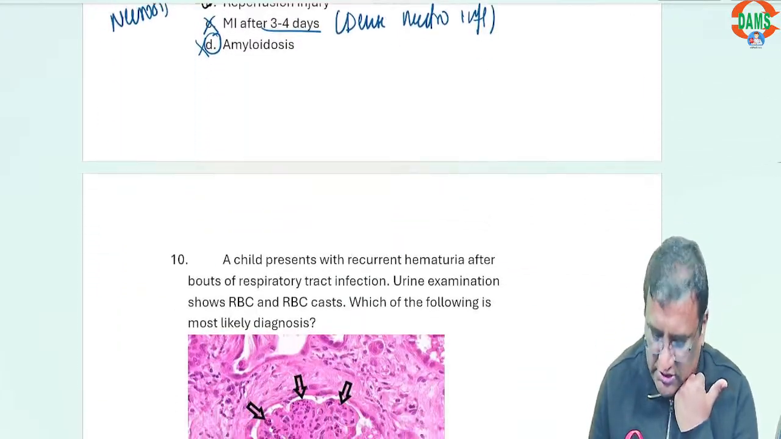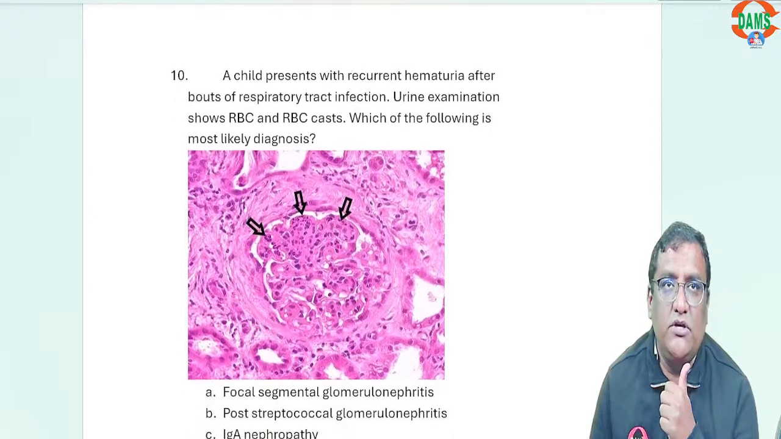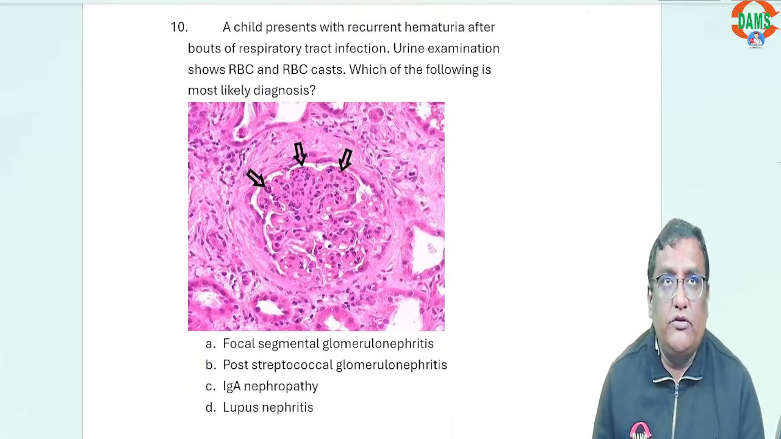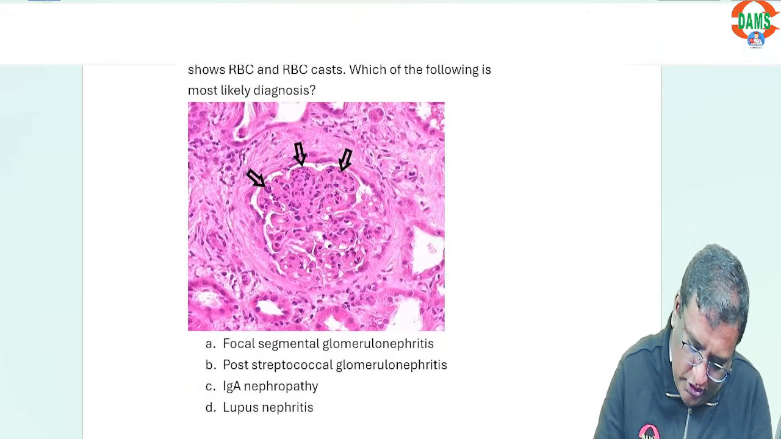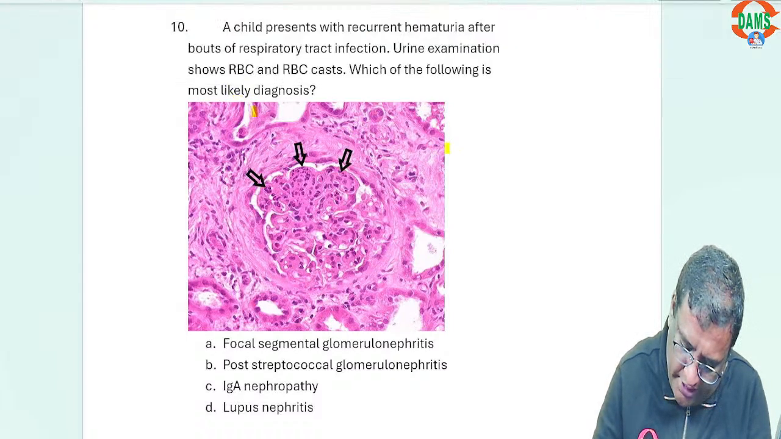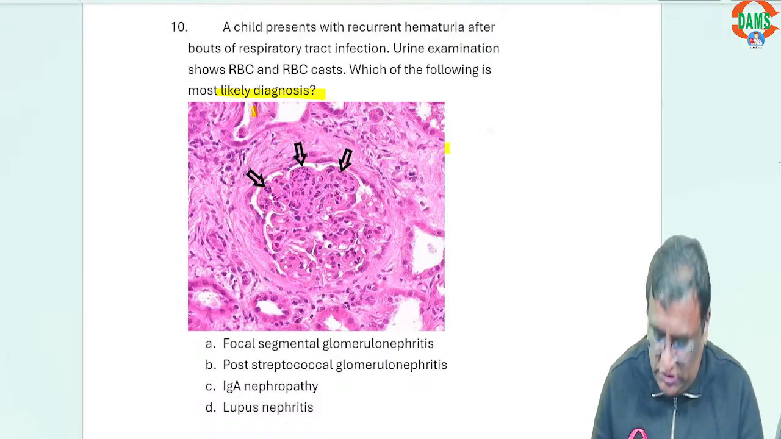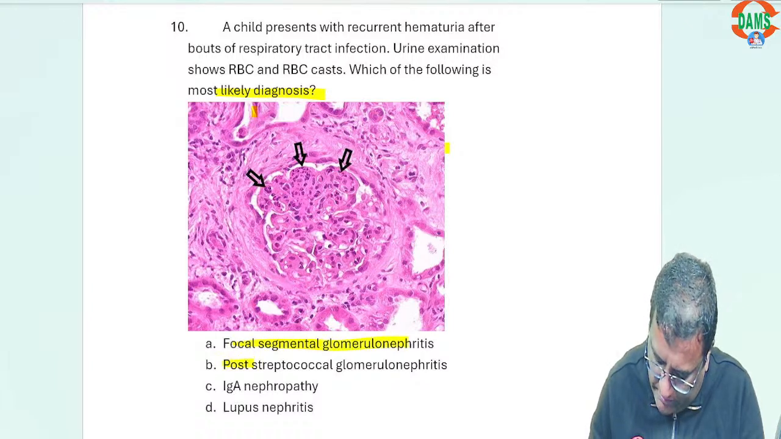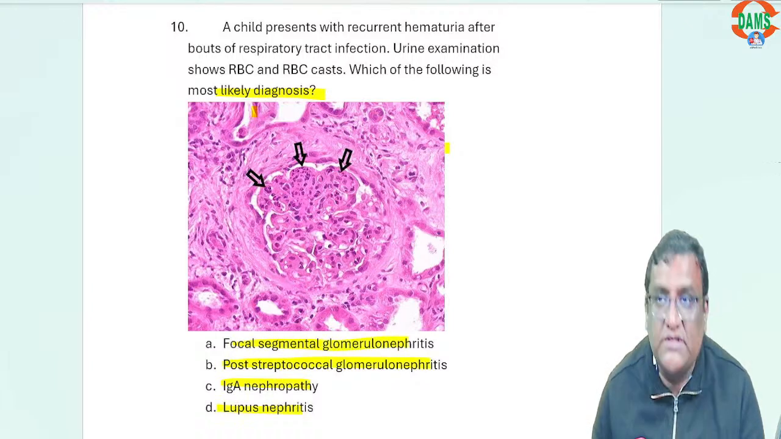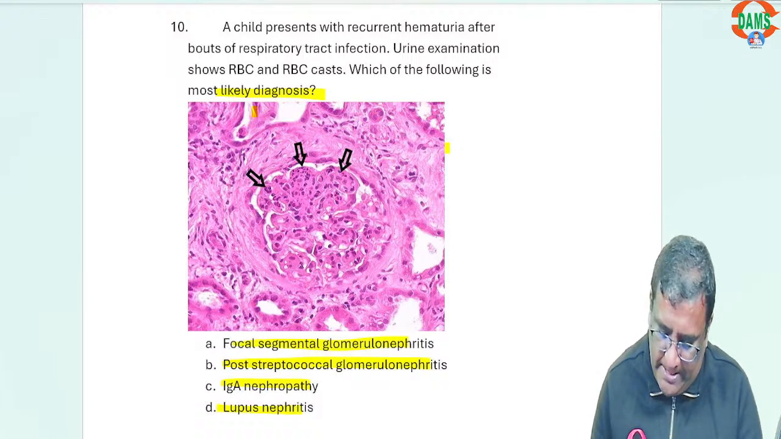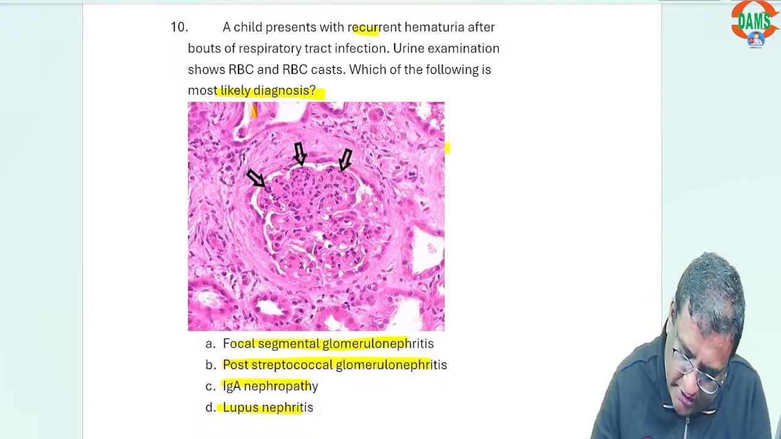Next, the last question. Let us look at this last question now. What is the question asked? Which of the following is the most likely cause? So they have asked again cause or diagnosis, right? Most likely diagnosis, options FSGS, PSGN, IgA, lupus. Okay, so let me start. Child presents with recurrent hematuria.